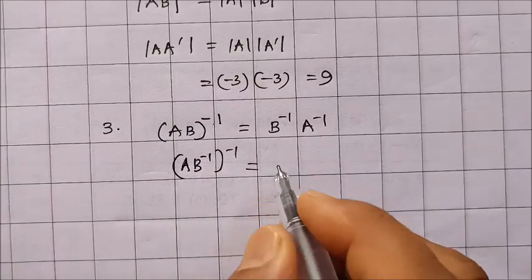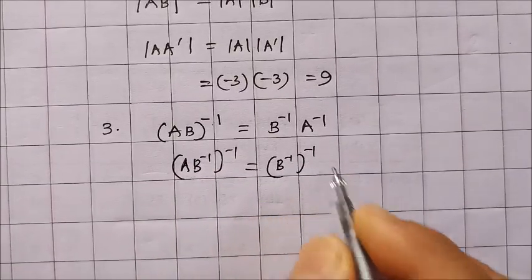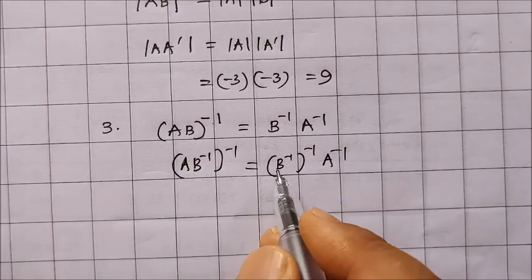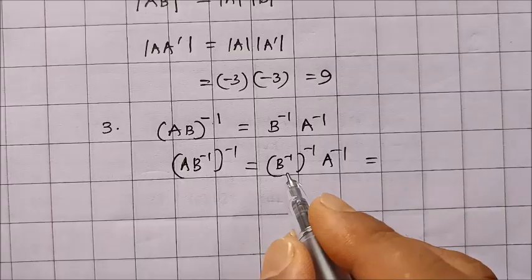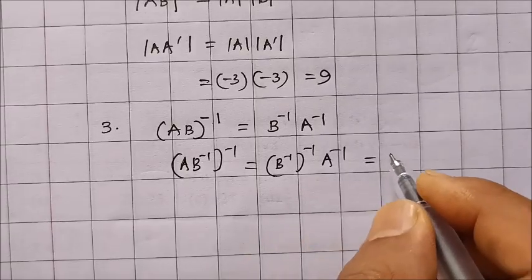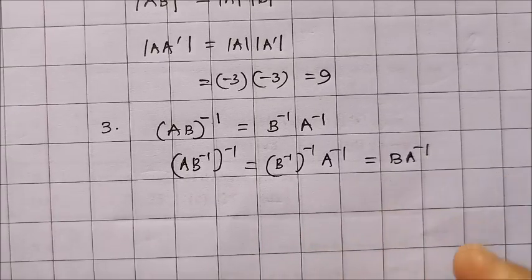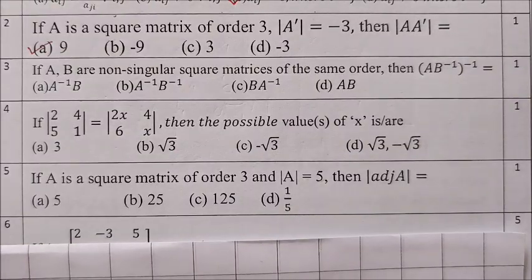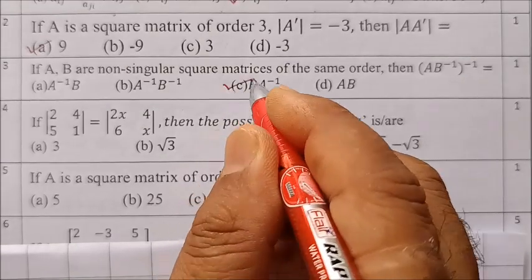So we see that this B inverse whole inverse into A inverse, and we know that inverse of a matrix inverse is again the same matrix. So here B will come, B and A inverse will be there. So in this case, our correct option will be option C.